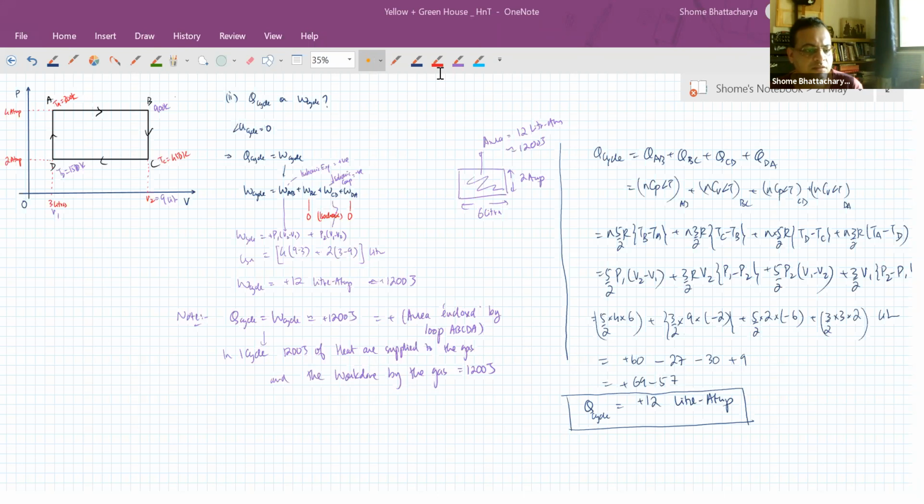Yes, that is correct, Diti. While you consider the work done from the area method, you have to consider the direction, whether the volume is increasing or decreasing. For expansion, it comes out with a positive sign. For compression, it comes out with a negative sign. And that's correct. If the direction of the loop had been ADCBA instead of ABCDA, that is, if it had been anti-clockwise, then our Q net equal to W net would have come out to be a negative quantity.